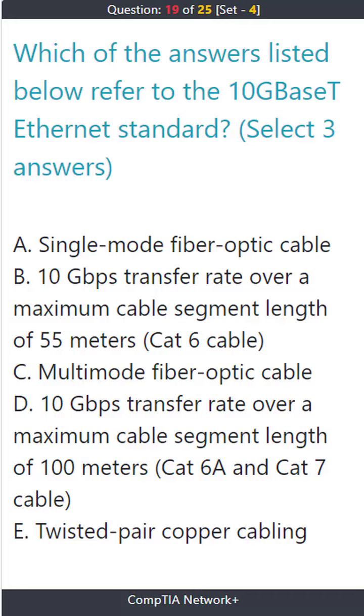Question 19. Which of the answers listed below refer to the 10G-based Ethernet standard? Select 3 answers. A. Single-mode fiber optic cable, B. 10 Gbps transfer rate over a maximum cable segment length of 55 meters, Cat6 cable, C. Multi-mode fiber optic cable, D. 10 Gbps transfer rate over a maximum cable segment length of 100 meters, Cat6A and Cat7 cable, E. Twisted pair copper cabling.